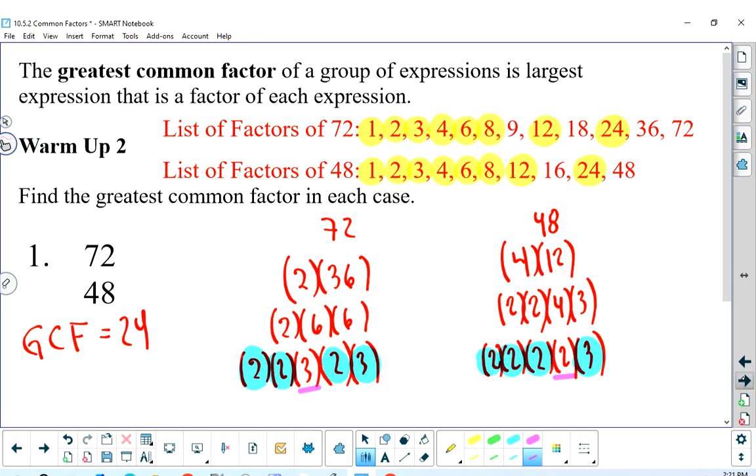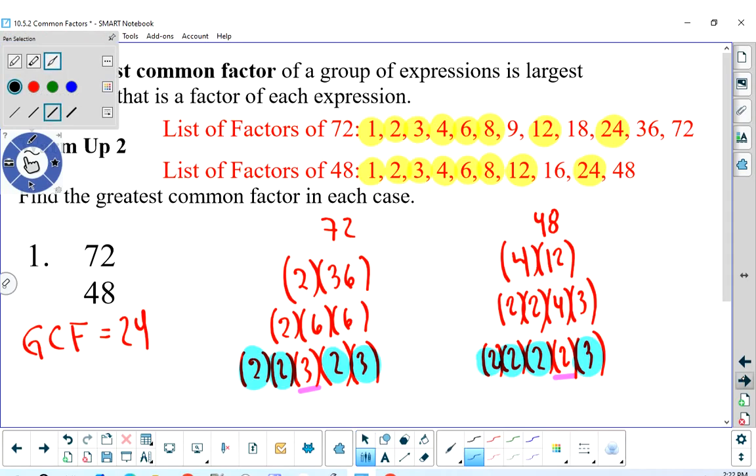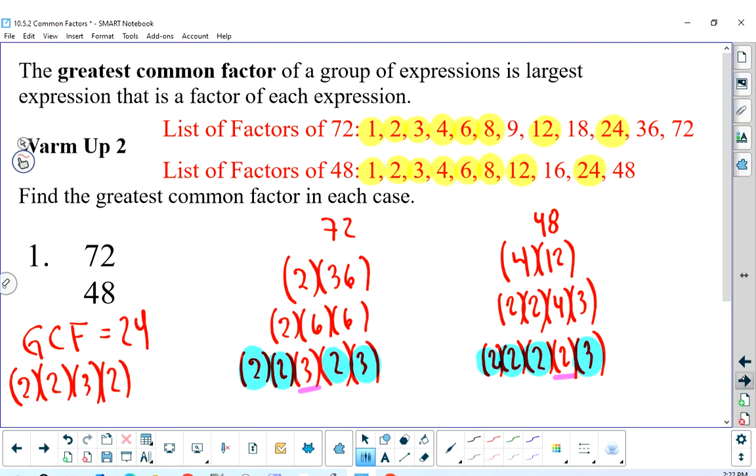So what do these things have in common? They have in common the blue highlighted stuff. And if you take the highlighted stuff, you take 2 times 2 times 3 times 2, in no particular order. There's 3 2's and a 3. You get 24. So that's what the concept of a greatest common factor is about.